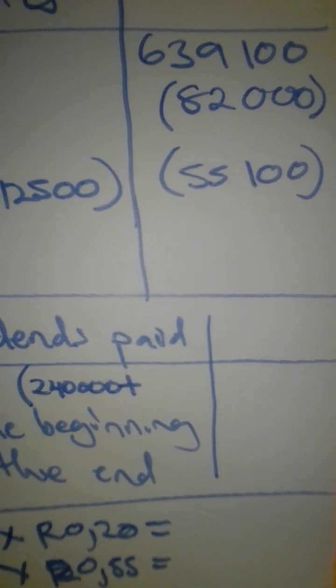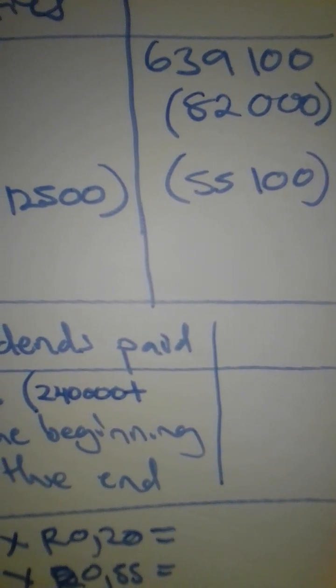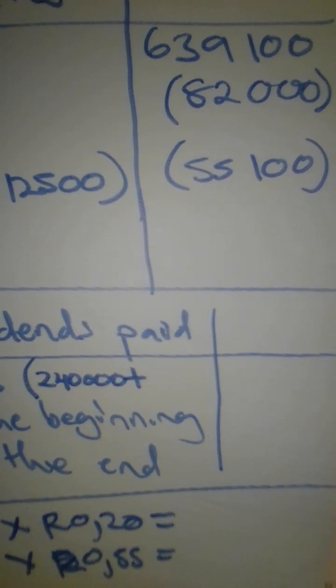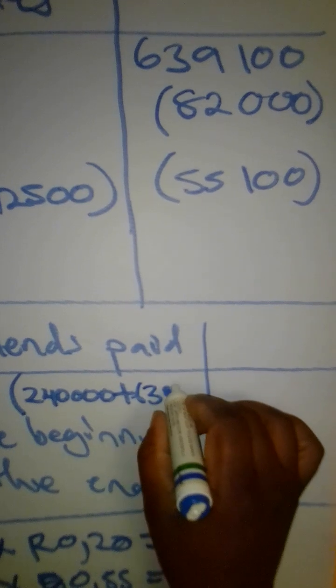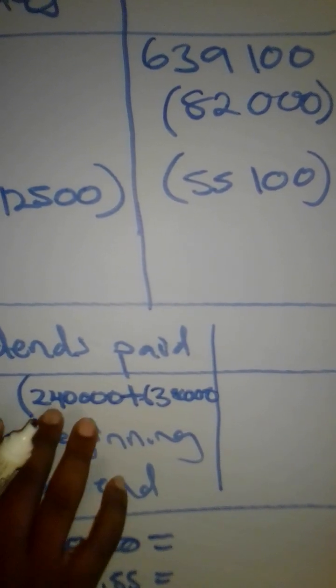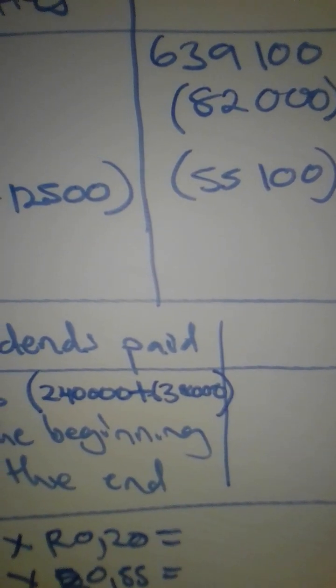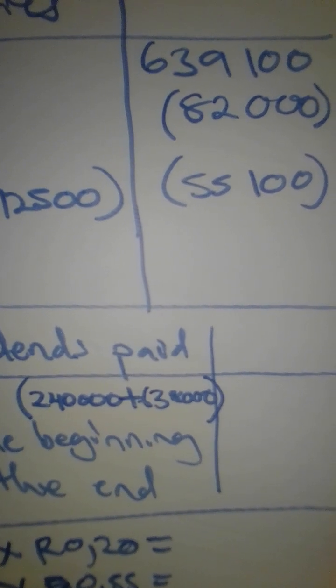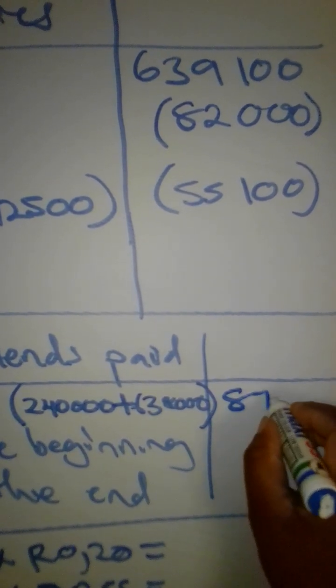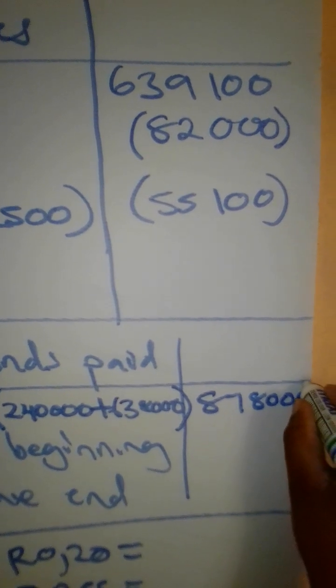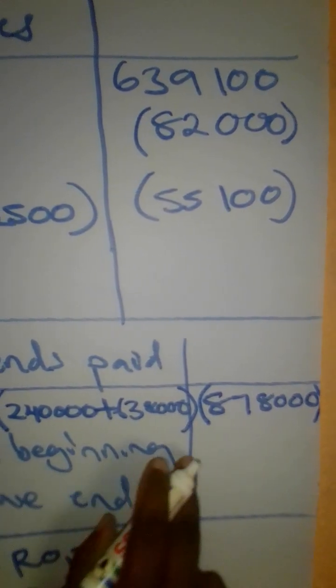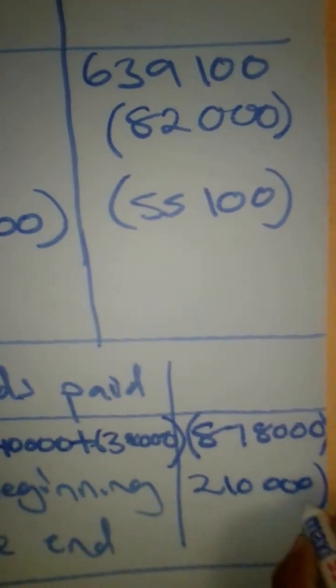1,160,000 times 0.55 is going to give me something like 638,000. So it's 240,000 plus 638,000, which will give us something like 878,000. This amount is in brackets. The balance at the beginning is this amount here. You look for the shareholders for dividends. The balance at the beginning is the 210,000, so you indicate your 210,000. It's also in brackets.